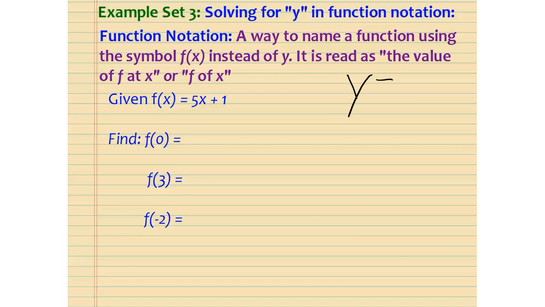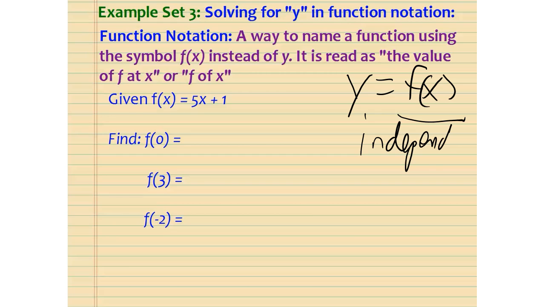Remember, we have said that y and f of x mean the same thing. This is the one time that parentheses do not mean multiply. This is read f of x, not f times x. It means the value of f at x, and the value of the function depending upon which x you input into the function. So x is the independent variable. It is the variable that you will put into the equation, and y is the dependent variable.